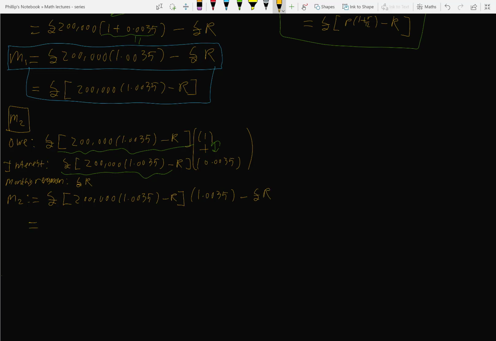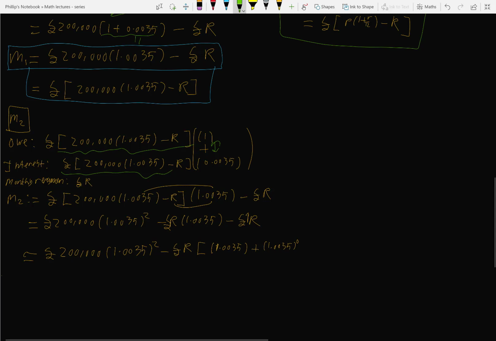So what we actually have is £200,000 times by 1.0035 squared minus capital R times by 1.0035 minus capital R. We can factor out these R's now, because why not? So we're going to have £200,000 times by 1.0035 squared minus capital R times by 1.0035 plus 1. We're kind of starting to see a pattern. But let's get it all in terms of 1.0035, so 1.0035 to the 0, because that's also equal to 1, because anything to the power 0 is 1.